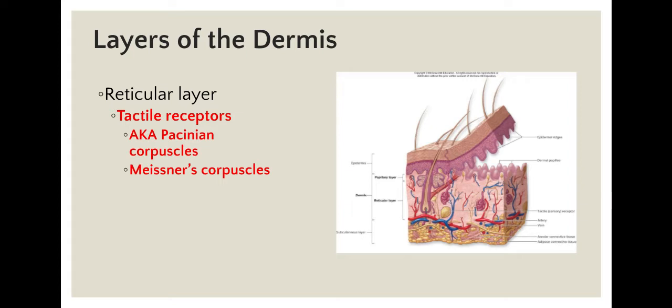Also, in the reticular layer, you will find tactile receptors. So feeling touch, those vibrations and pressure need to be taken up by something so that it can send it to the brain. So you have what we call Pacinian corpuscles and Meissner's corpuscles. The word corpuscle is just a fancy word for body or structure. So it's just these structures or these bodies that can sense a stimulus.